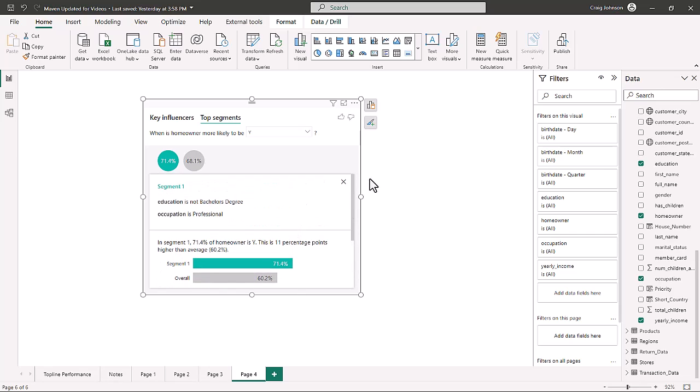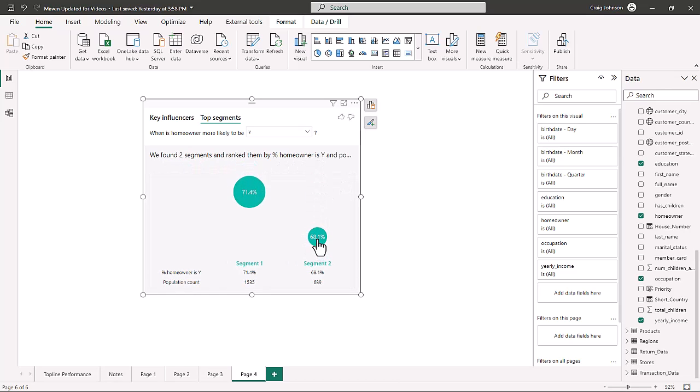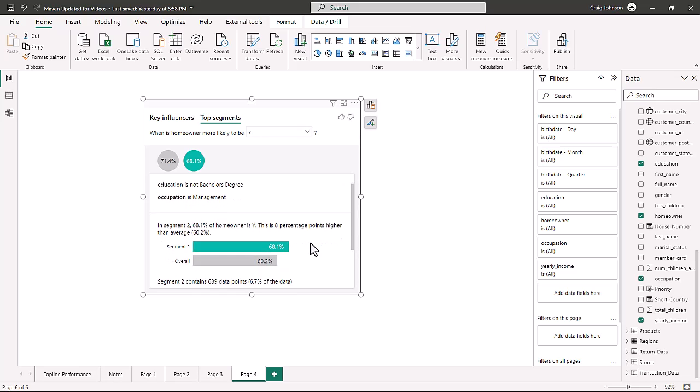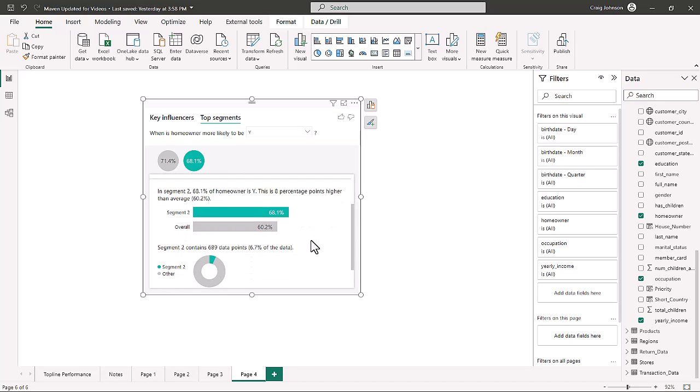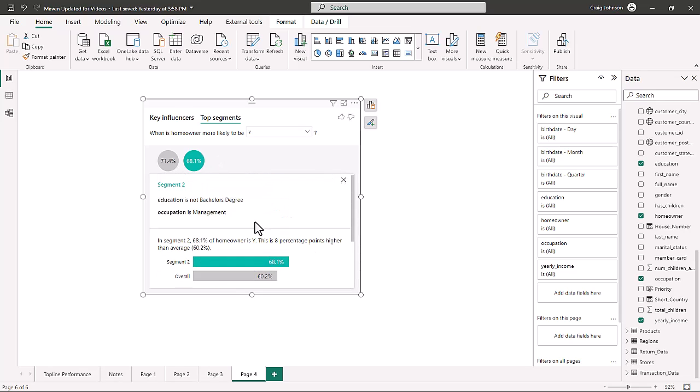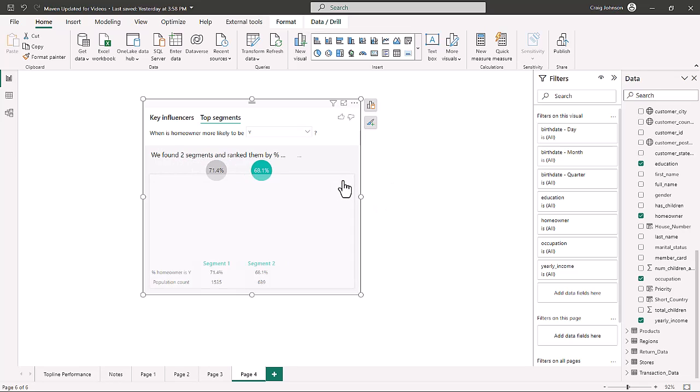Now, when you look at the segment 2, which they went in and looked at all the data, this one says that segment 2, that is statistically significant, education is not a bachelor's degree, the occupation is management. 68.1% of homeowners in this database answer yes to that. And that's 8 percentage points higher than average, 60%. So that is your top segments. And then you can learn more about that segment. And this can be very helpful when you're doing analysis of your data sets.